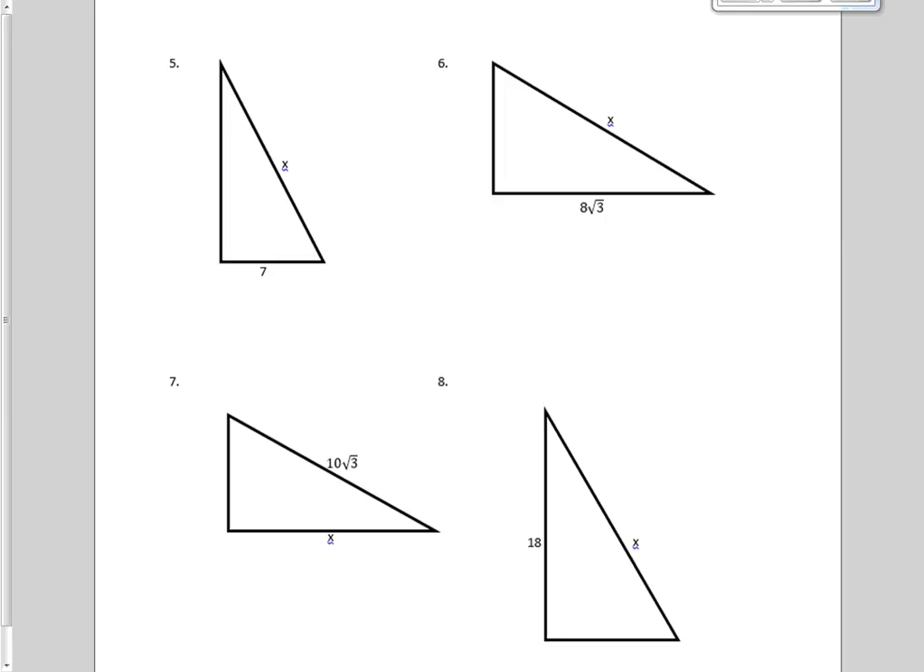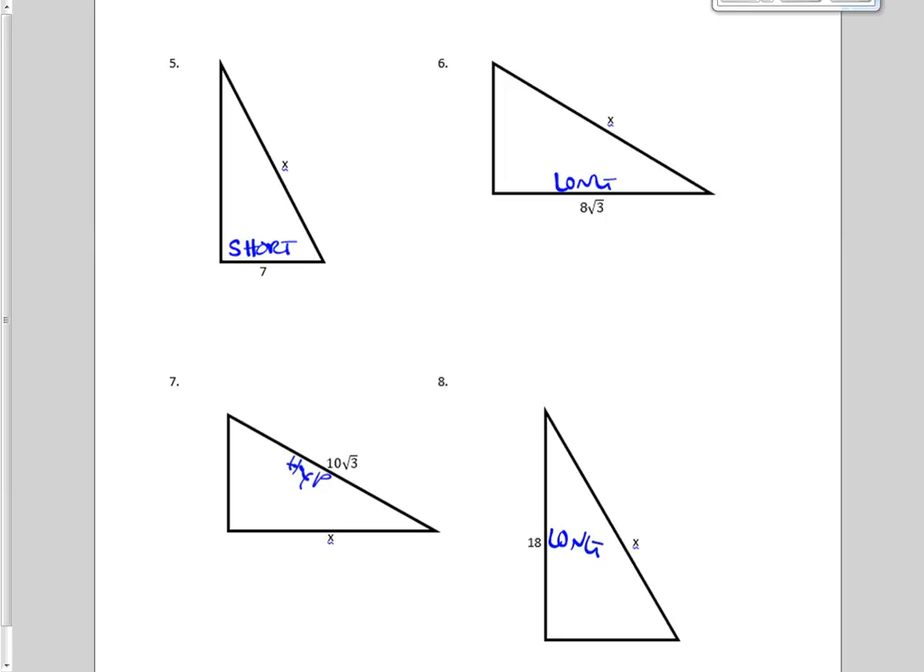These are now 30, 60, 90. And again, I just have to kind of keep track of what I know. So here I know the short side. Here I know the long side. Here I know the long side. Here I know the hypotenuse. So it's just, in each case, I gotta keep track of what am I given.